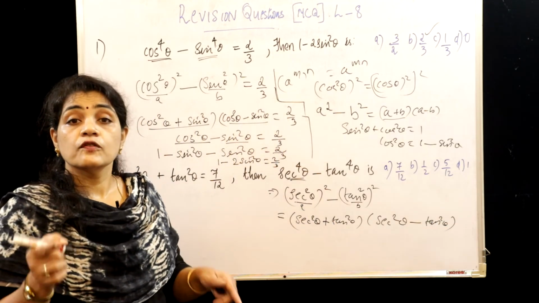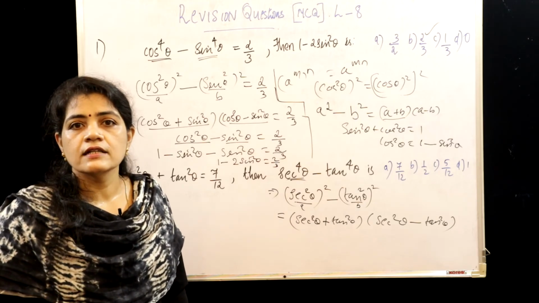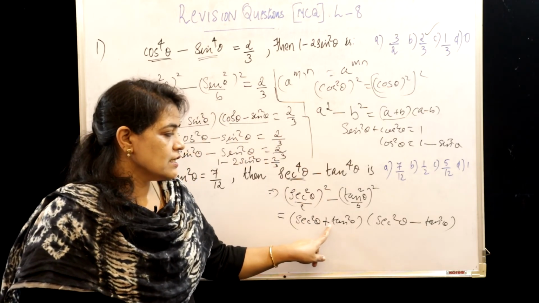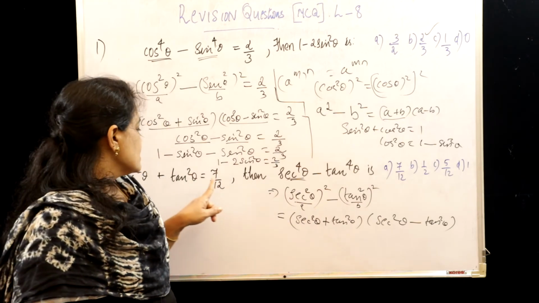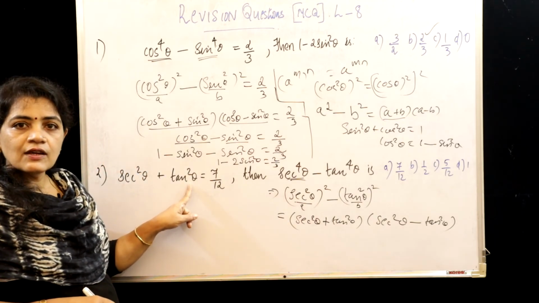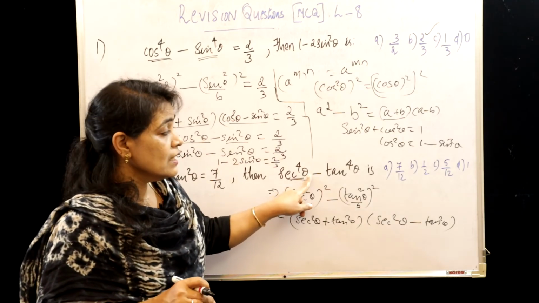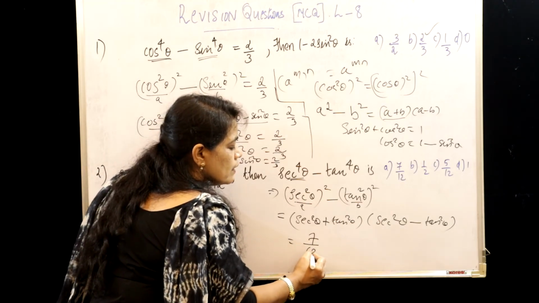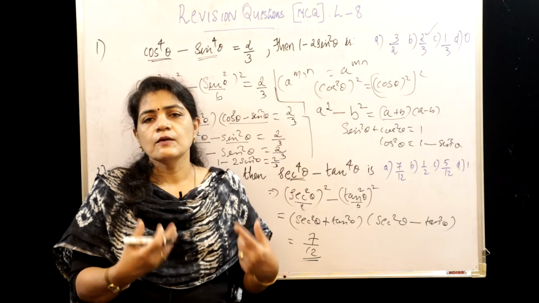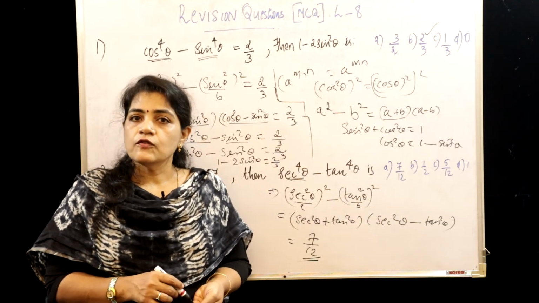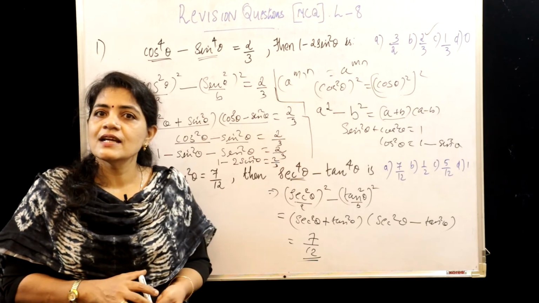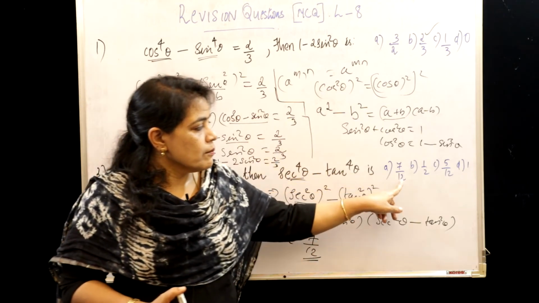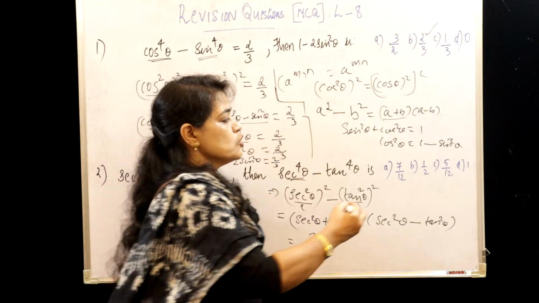Second factor, because of identity 2, sec square theta minus tan square theta is 1. So this is reduced to 1 into sec square theta plus tan square theta. So what is sec square theta plus tan square theta? That is given as 7 by 12. So sec raised to 4 theta minus tan raised to 4 theta is also equal to 7 by 12. The same identity, same step, same result we are using for calculating this, and both are the same, that is 7 by 12. See the option? Yes, 7 by 12 is there. So A is the correct option.